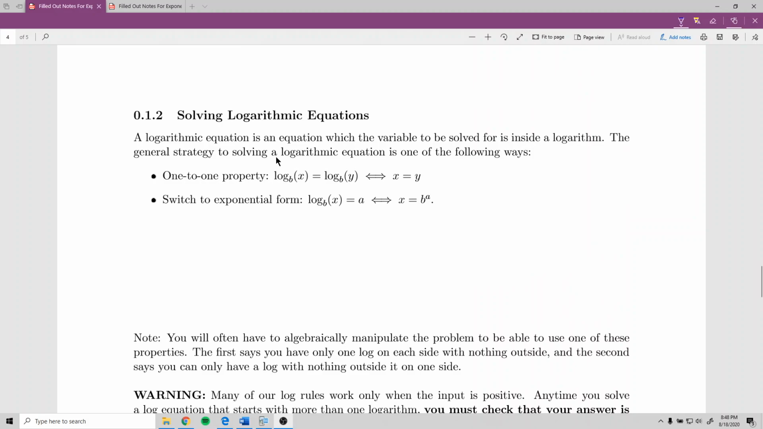And the general strategies of solving a logarithmic equation is one of the following ways. All right, one of them is also a one-to-one property. But it's more obvious when to use that with log equations, as we'll see. So if you have a log on each side with the same base, what we will do is we will set the insides equal. Just like this says. It says log base b of x equals log base b of y. It's the same as x equals y.